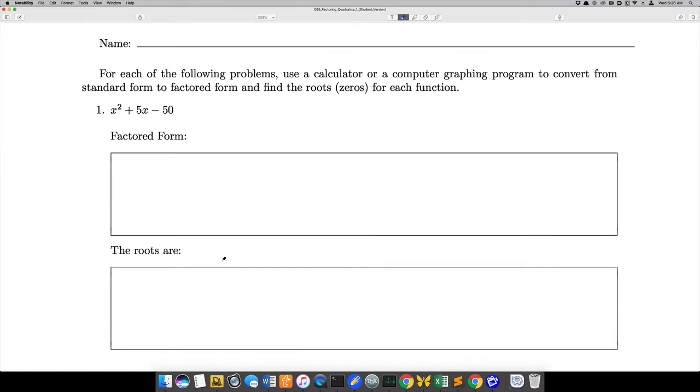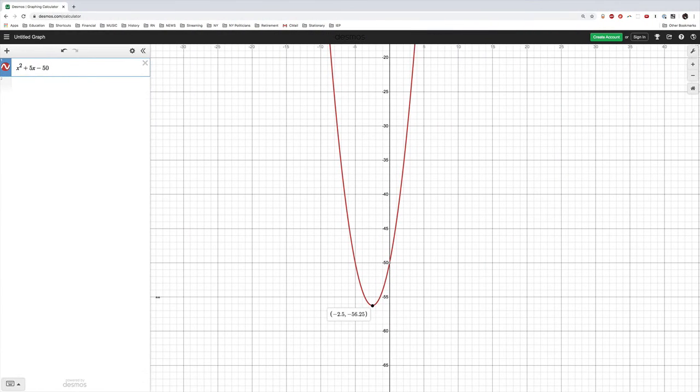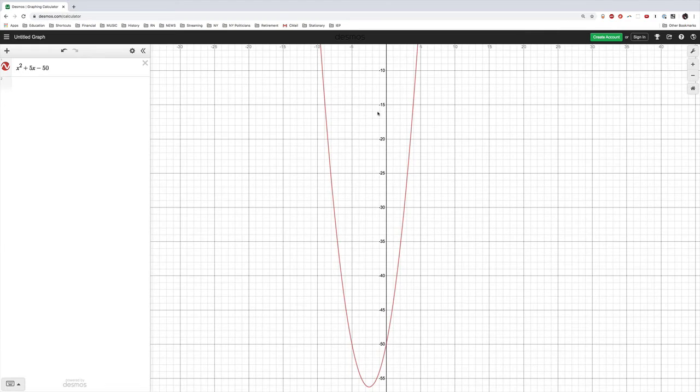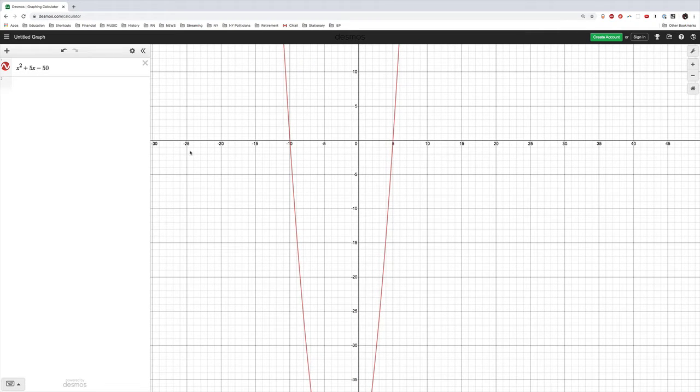And what they want us to write here is the factored form and the roots. The roots are actually easier to find first. The roots are where it crosses the x-axis. Here's our x-axis right here. This bold line is the x-axis. If we click here, our first point is negative 10, 0, and our second point is 5, 0. So the roots are this point and this point, where the curve crosses the x-axis.